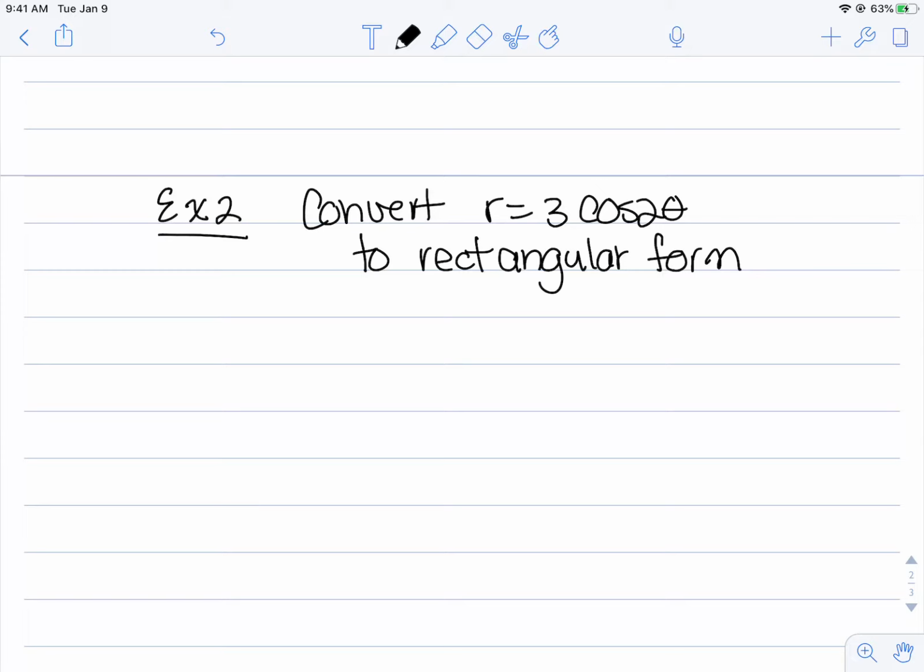All right, let's try example 2. I want us to convert r equals 3 cosine of 2 theta to rectangular form. Okay, so what we want to do here is use our toolbox. Again, r squared equals x squared plus y squared.